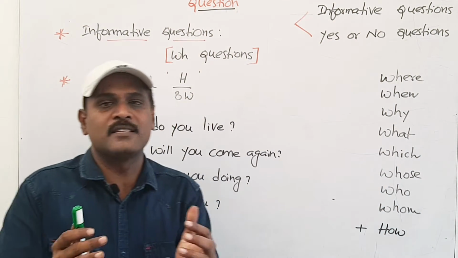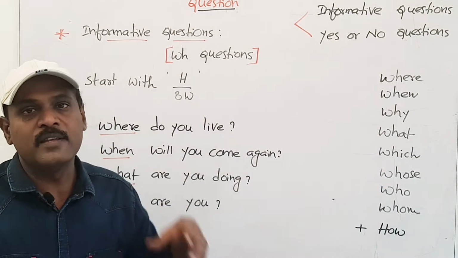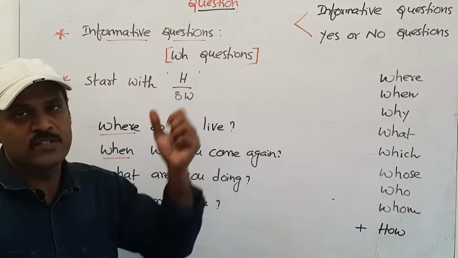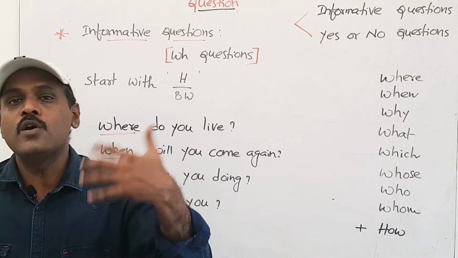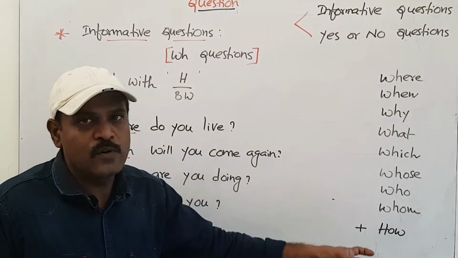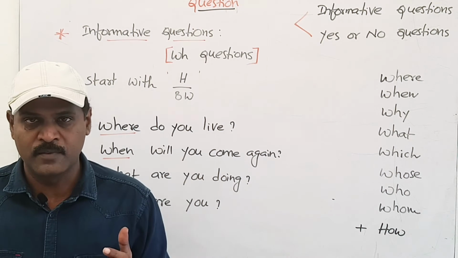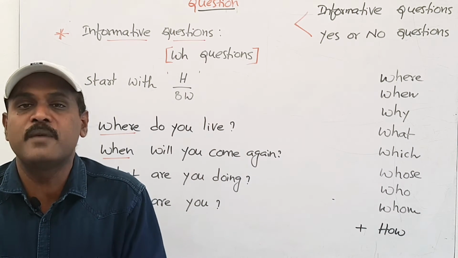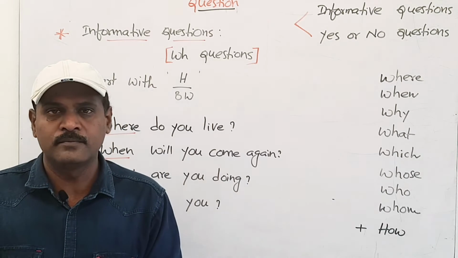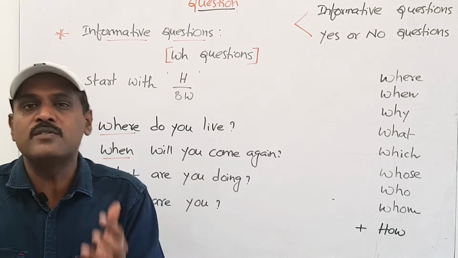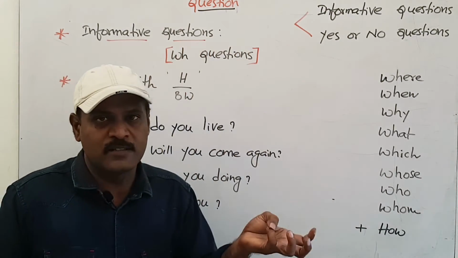When we ask something by using this kind of question words, they are called informative questions. And one thing is here, when we ask something by using this kind of words, we need to furnish some kind of information. We have to give some kind of information. It's not possible to say simply yes or no. That's why they are called informative questions.